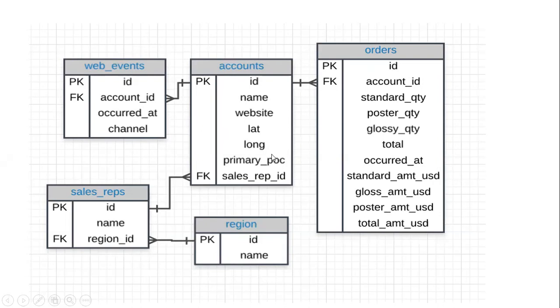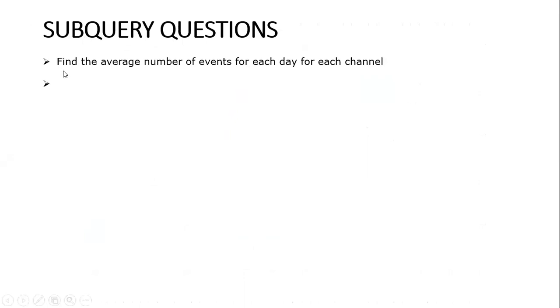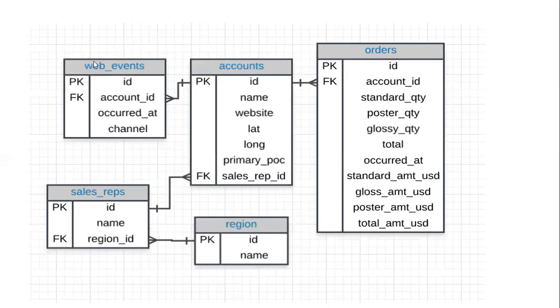Let's see some subquery questions. The first question says we should find the average number of events for each day for each channel. So we'll be working with the web events table, this table here. We have to find the number of events for each day for each channel.